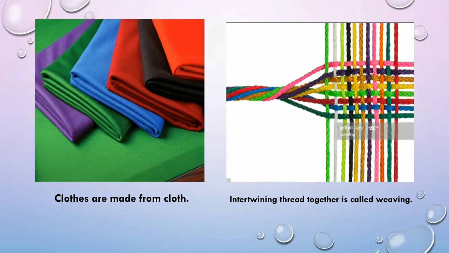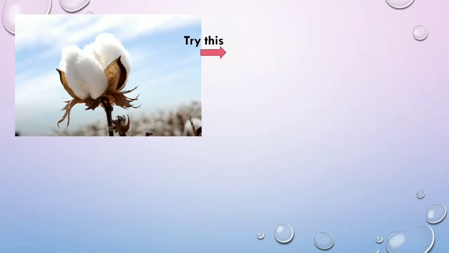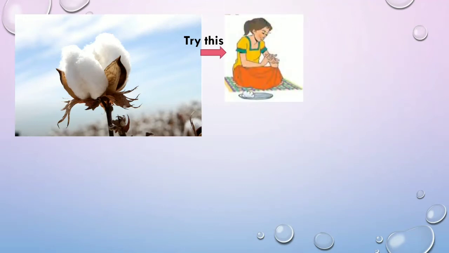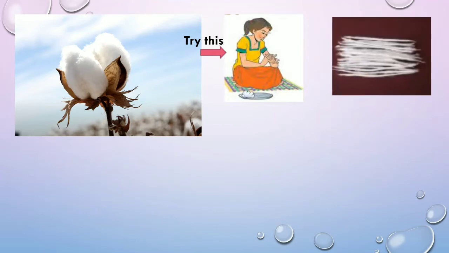So from where does this thread come? From cotton. Try this. Take a wad of cotton, pull at it from either side to make it as long as possible. Lay it on your palm and pressing it with the other hand, roll it in one direction. Note what happens. You will see that the wad of cotton gets twisted into a long wick.